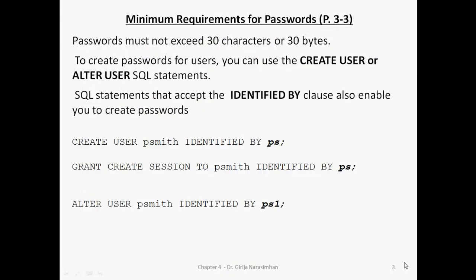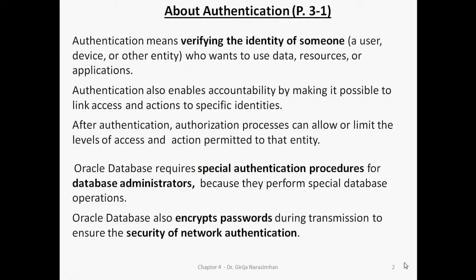So now we come to authentication. Authentication means verifying the identity of someone, that is a user, device or other entity who wants to use data, resources or applications. Authentication also enables accountability by making it possible to link access and action to specific identities. After authentication comes the authorization process, that is create role. The authorization process can allow or limit the level of access.